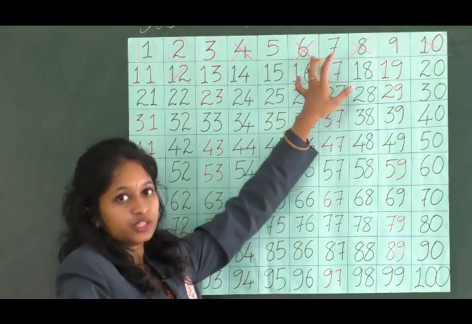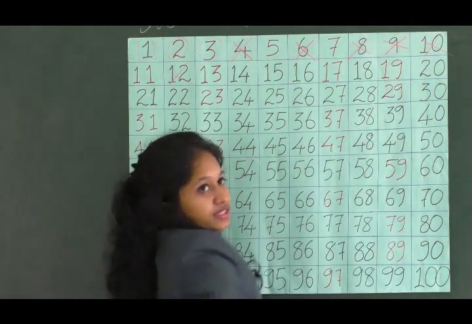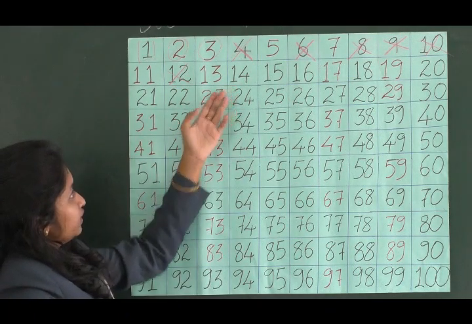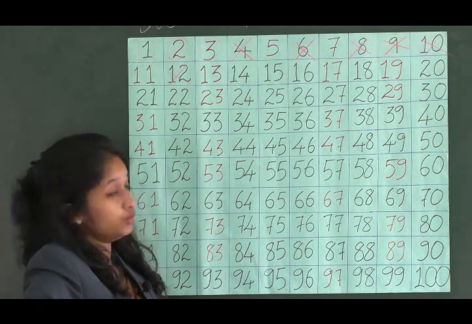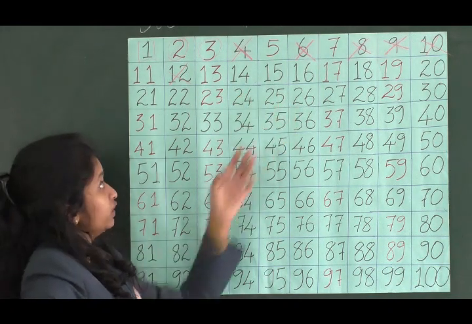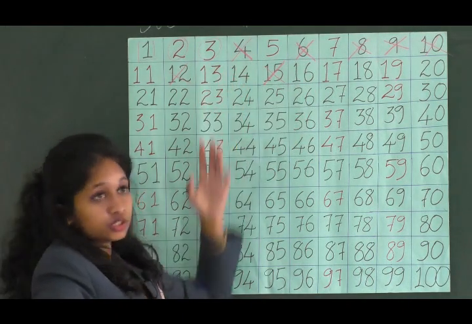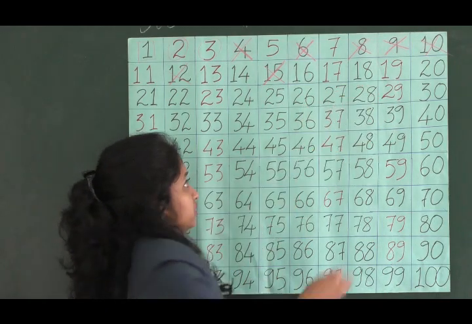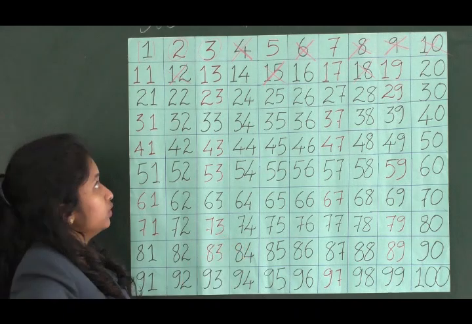6 is the first multiple. I have already cut it. And next 9, then comes 12, then 13. Is 13 multiple of 3? No. 14, then 15. Is 16 multiple of 3? No. 17, no. 18. And so on, all the multiples of 3 we have to cut.